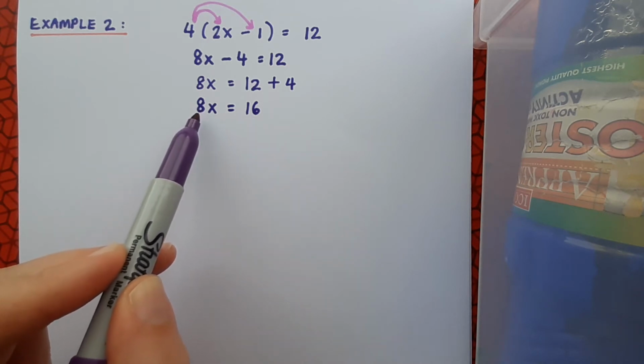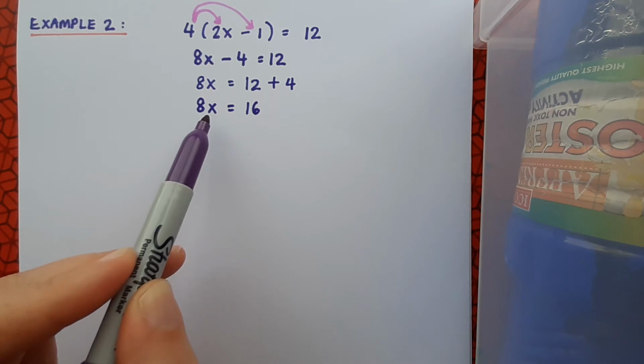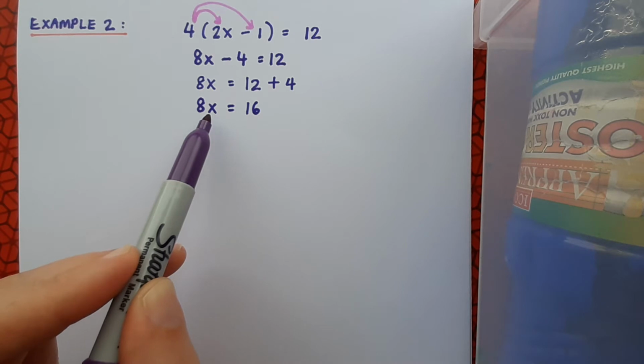Think for a second, what do I call a number like this in front of a letter? 8 is a coefficient. It's the coefficient of x. What do I call a letter like this that I see in an algebra equation or expression?